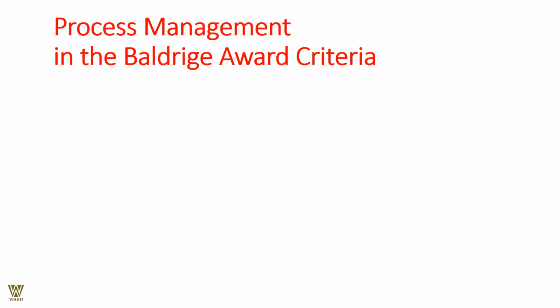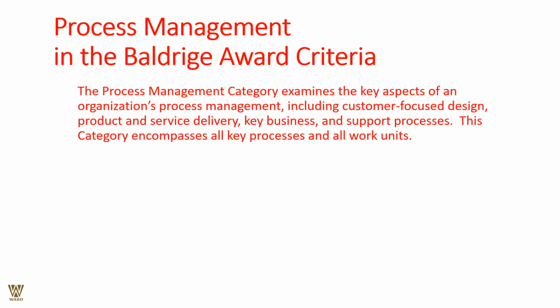Let us come to the Baldrige Award criteria for process management. Before we wind up this presentation, what are the key points I want to introduce to the audience? The process management category examines the key aspects of an organization's processes, including customer-focused design, product and service delivery, and key business and support processes. This category encompasses all key processes and all work units, as the case might be.